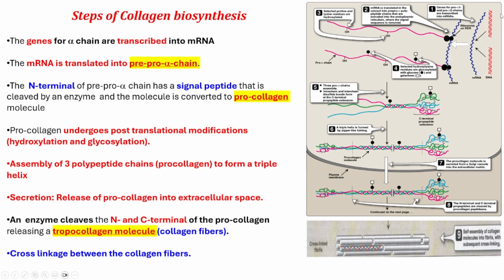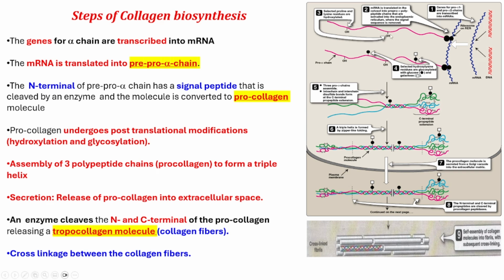So my DNA will be transcribed into messenger RNA, and then this messenger RNA, as you can see here, we have the ribosomes, all right? They will translate, and we have my protein here, okay? So this protein is called pre-pro alpha chain, okay? We call it pre-pro.